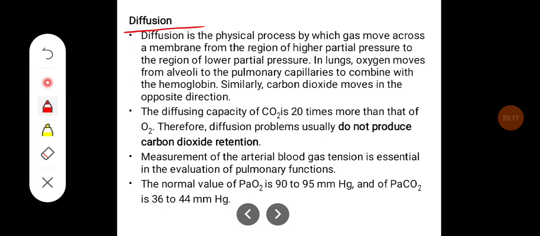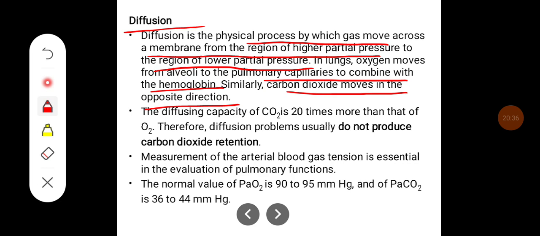Coming to diffusion. Diffusion is the physical process by which gas moves across a membrane from region of higher partial pressure to the region of lower partial pressure. In lungs, oxygen moves from alveoli to the pulmonary capillaries to combine with hemoglobin. Similarly, carbon dioxide moves in the opposite direction. The diffusing capacity of carbon dioxide is 20 times more than that of oxygen. Therefore, diffusion problems usually do not produce carbon dioxide retention.